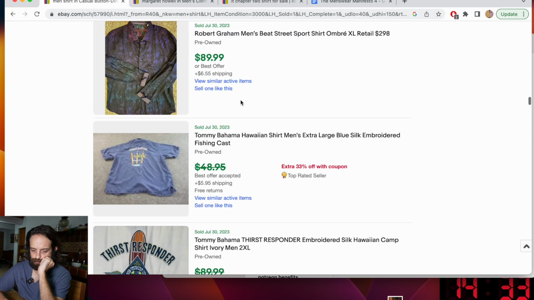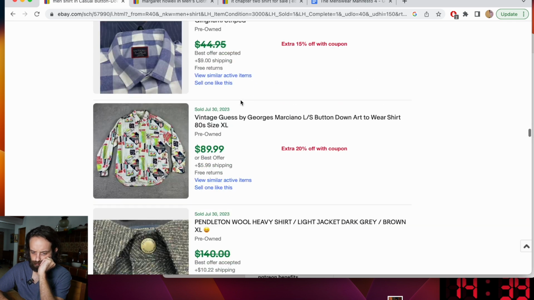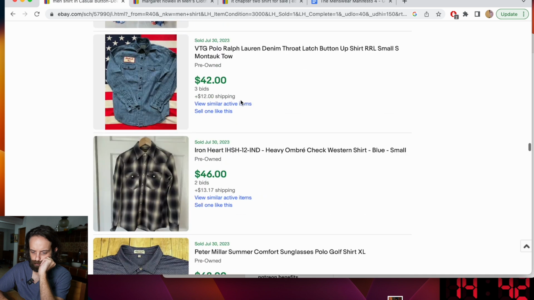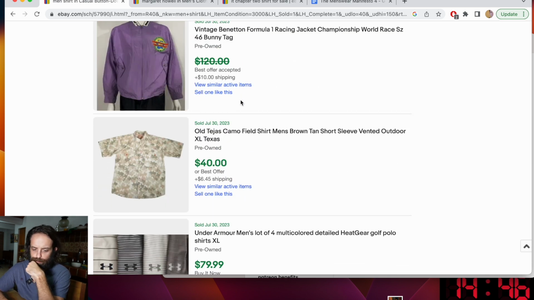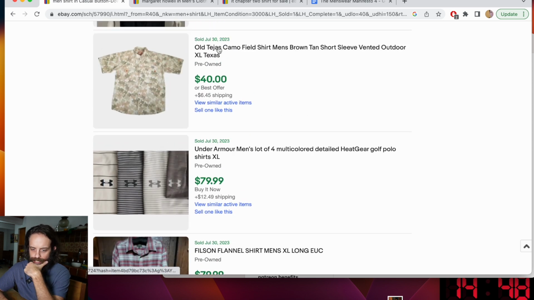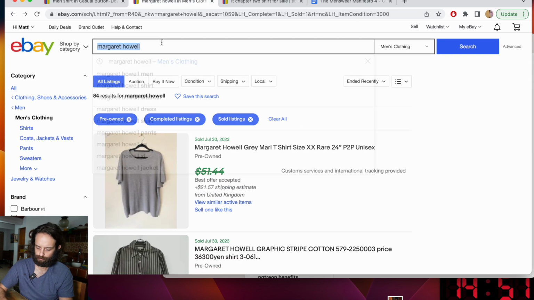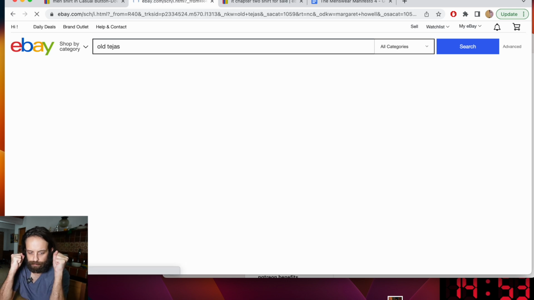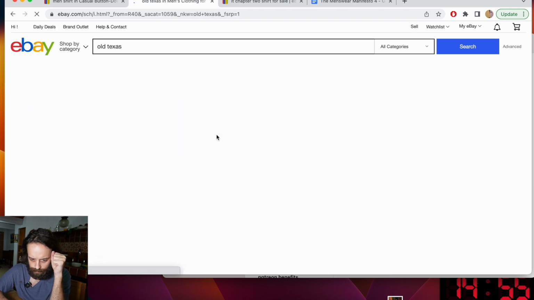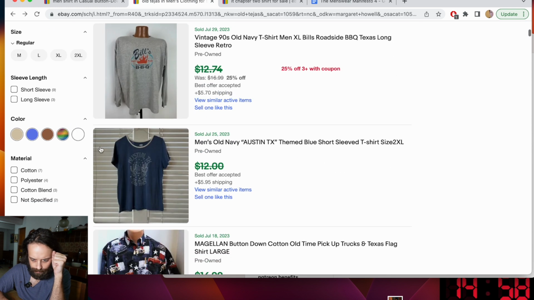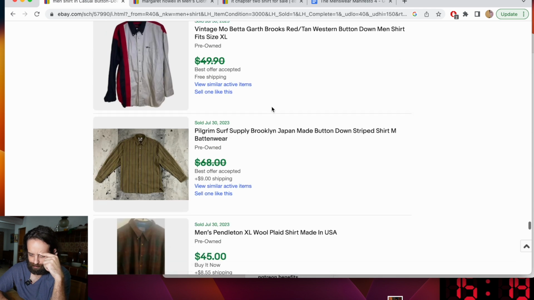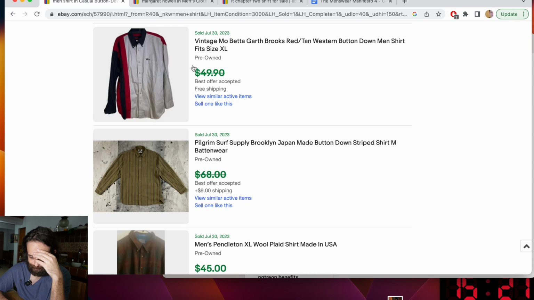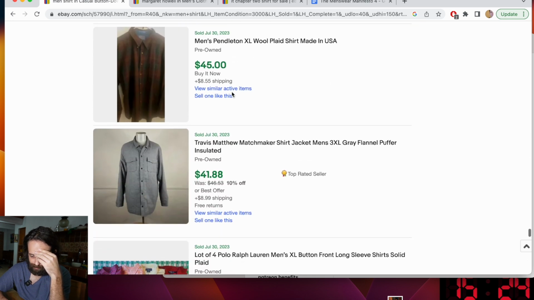I may have cursed us with my little joke about it taking another hour. You go to jeans. I'm gonna do one more page of shirts and then we can flip to jeans. Benetton, Formula One, that's like one of old Tejas. Ah, this is gonna be it. Tejas, I can feel it. Nope, no I can't. I've sold this exact shirt before. Mo Betta, the Garth Brooks line, this exact same shirt. It was like 3 years ago.